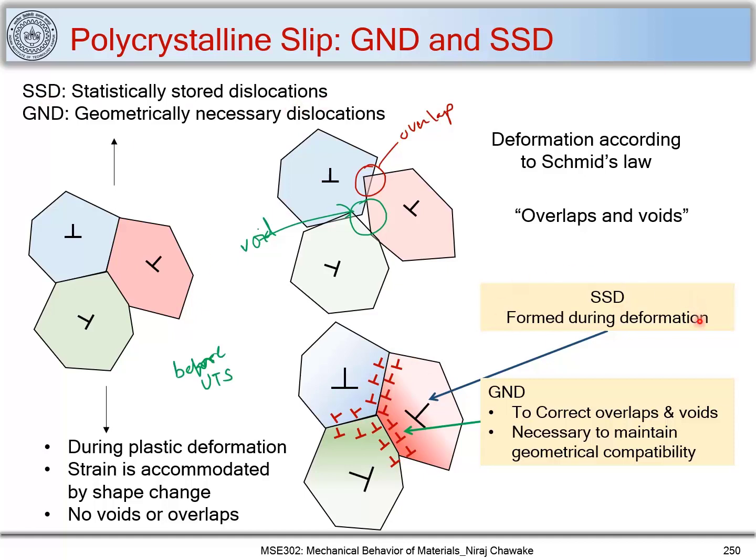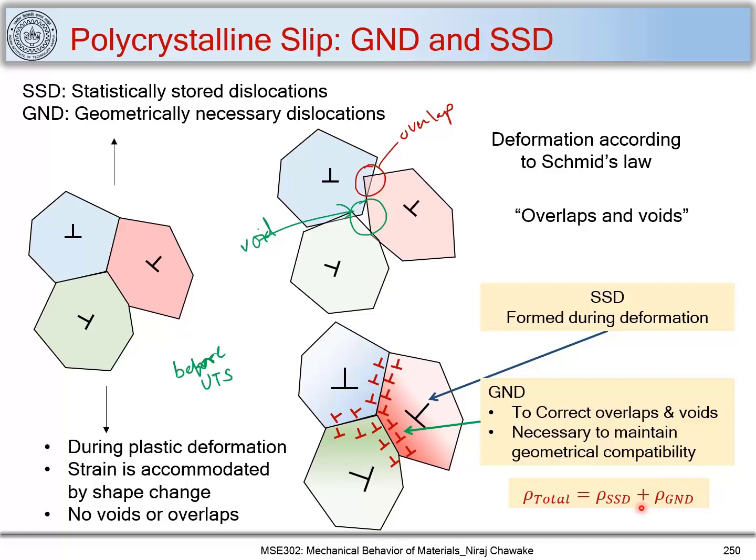So we have these two terms, that is statistically stored dislocations. Remember that they always form during deformation. That is, when you are plastically deforming a material, you will get formation of statistically stored dislocations. And these dislocations which are necessary to maintain geometrical compatibility, that is to avoid these overlaps and voids, are called GND or geometrically necessary dislocations. Thus, you can write the total dislocation density is equal to the dislocation density related to statistically stored dislocations plus the dislocation density related to geometrically necessary dislocations.